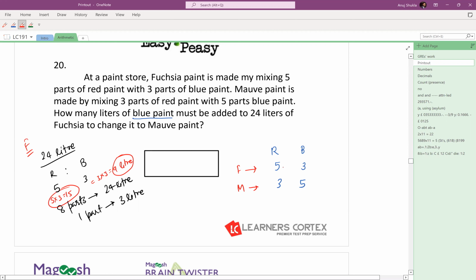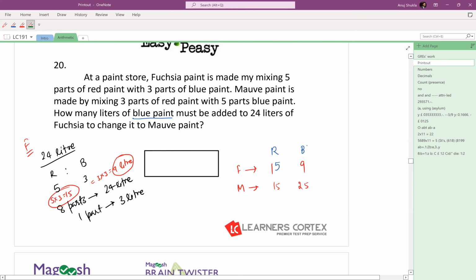But look here, the red content here is 5 and here it is 3. It is not constant. It should be the same, but it is not. So what will you do? Make it the same. How can you make it the same? LCM of 5 and 3 is 15. So this will become 15 and this will become 9. This will become 15 and this will become 25. Yes, red content is constant now.